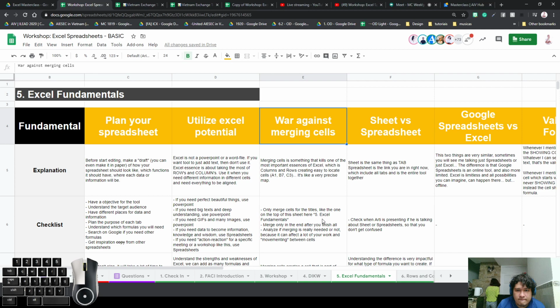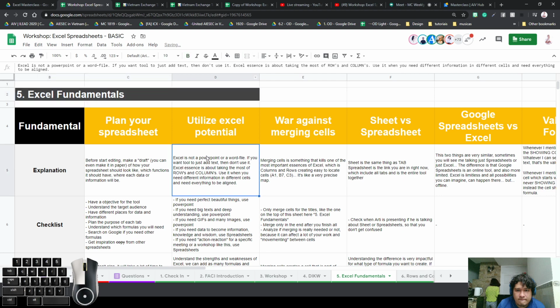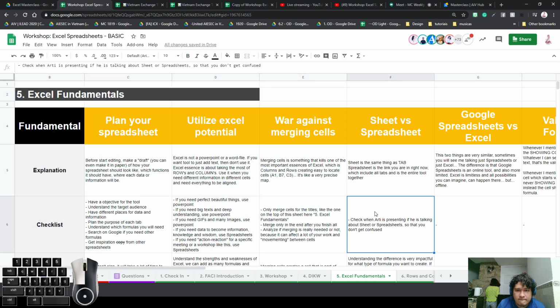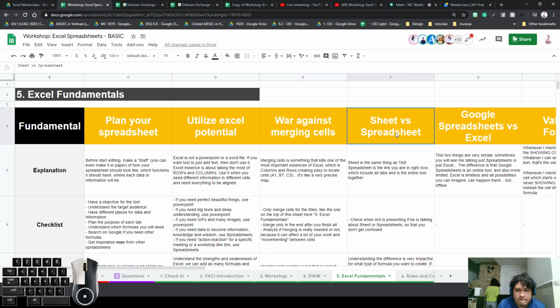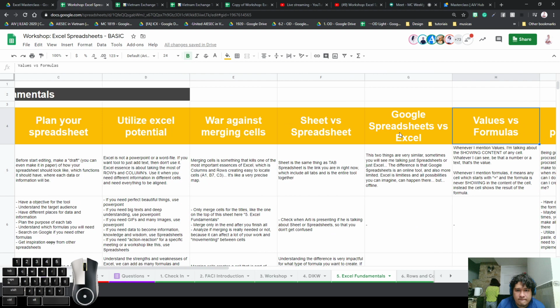The situation where you can use merging is, for example, this. If I have a title, and that's the last thing I do. Let's say everything down here was formulas and things that I already have done. Then it's fine. I can merge here because it's not going to affect me in the future, and of course it's going to make it prettier. So that's one of the reasons you can use it. But apart from that, I don't see any reason to merge cells. It makes everything so much more complicated. So yeah, war against them.